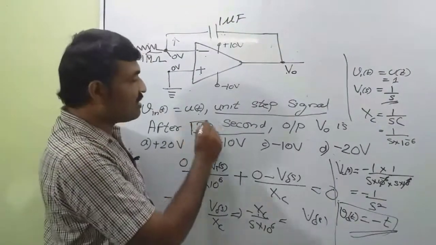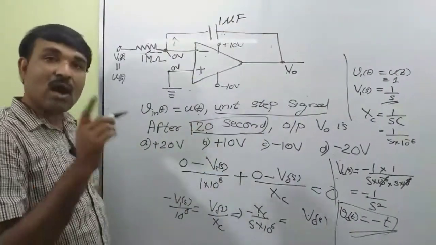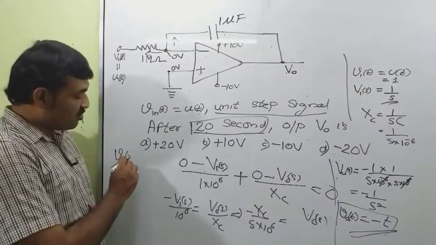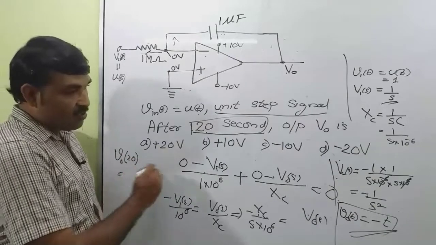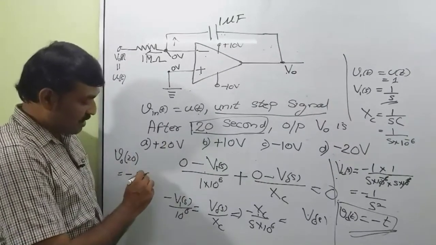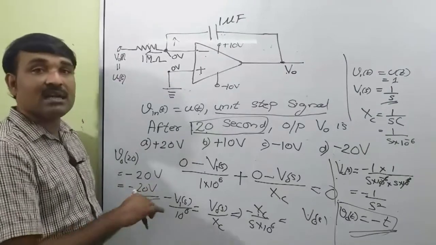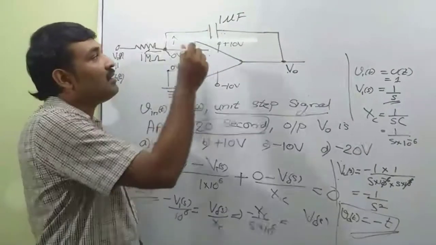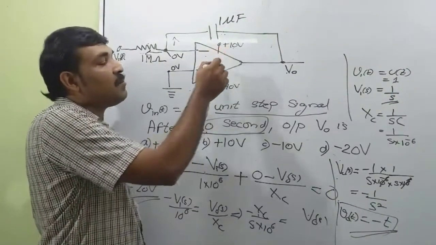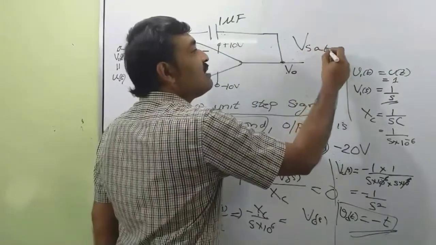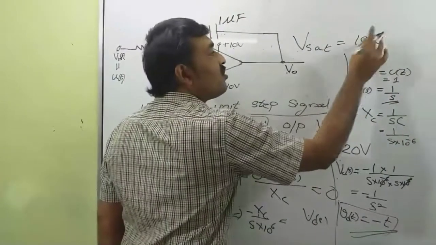Output after t is equal to 20 seconds. So at t equal to 20 seconds, V0 at 20 seconds is equal to minus t, that is minus 20 volt. This is the voltage after 20 seconds. But we have VCC of 10 and minus 10 volt. So V saturation is equal to either 10 volt or minus 10 volt.